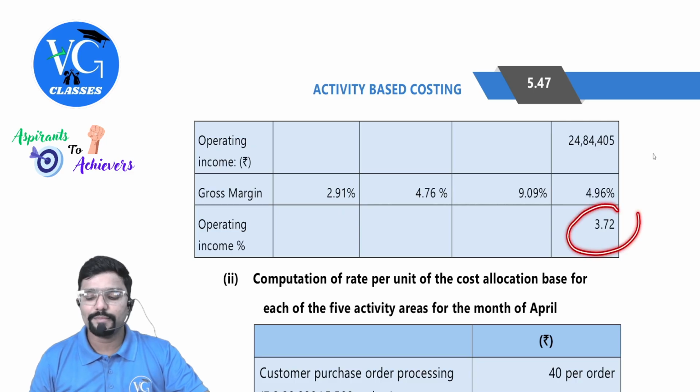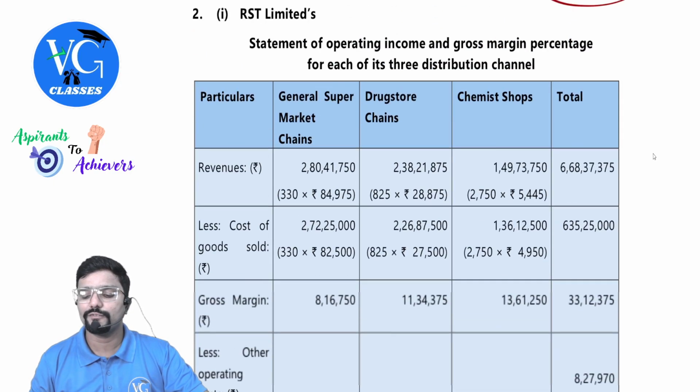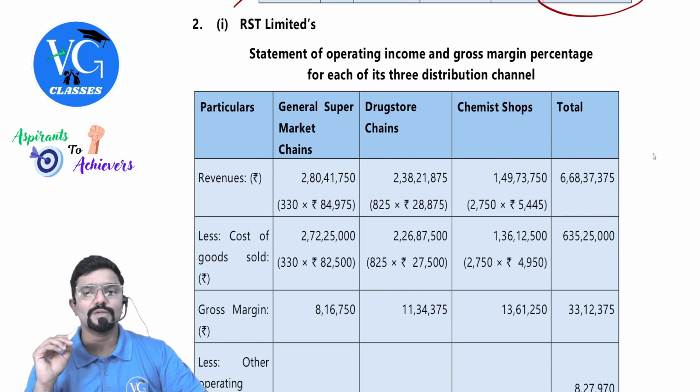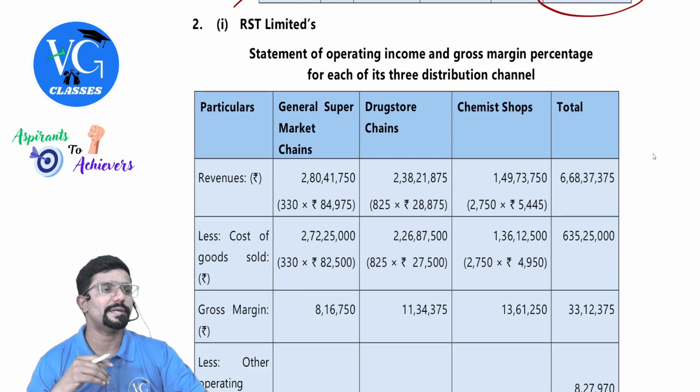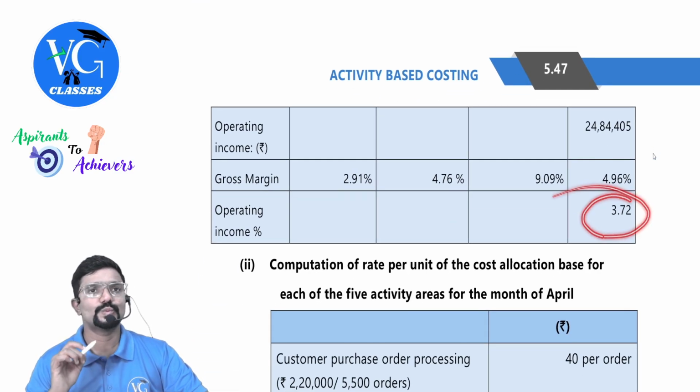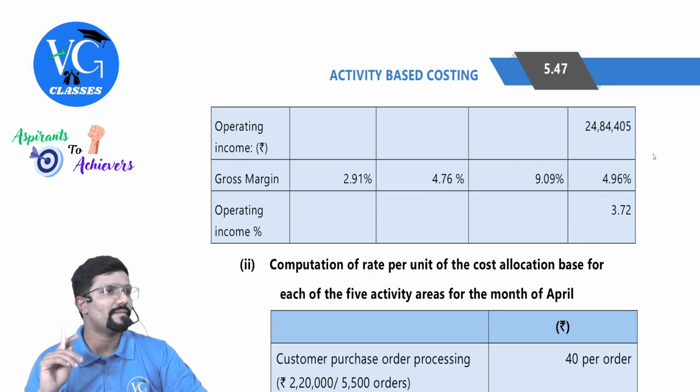Even operating income percentage they have calculated. What is the operating profit? 24 lakh 84,405 divided by total sales, guys. 6 crore 68 lakh 37,375, into 100. 3.72. 3.7.